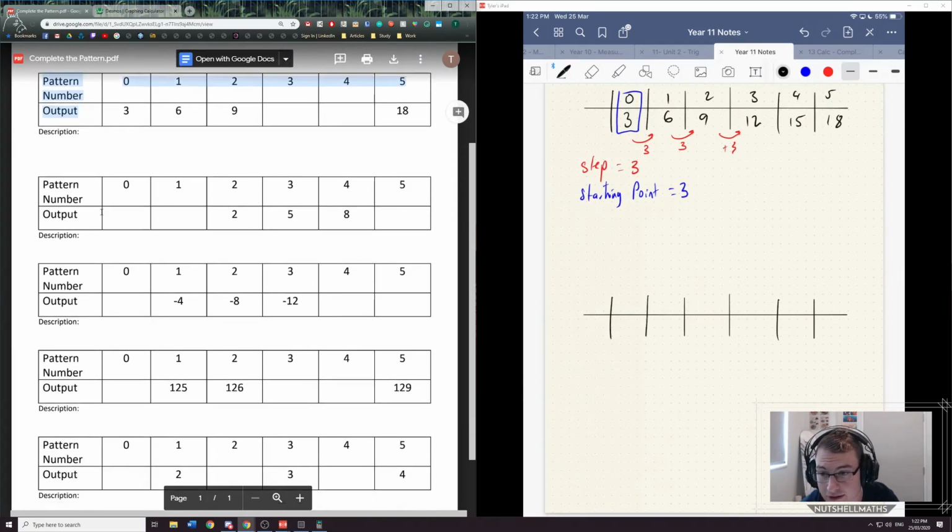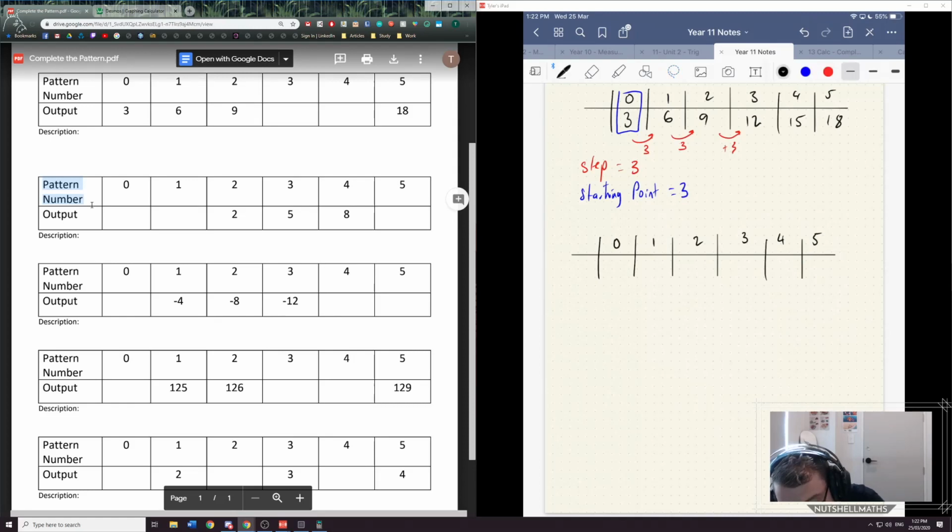Can you please complete all of these as quickly as you can? I've already got someone complete the whole lot. So I'm going to very quickly do these. 0, 1, 2, 3, 4, 5. Let's move all this up as well. And we've got 2, 5, and 8.